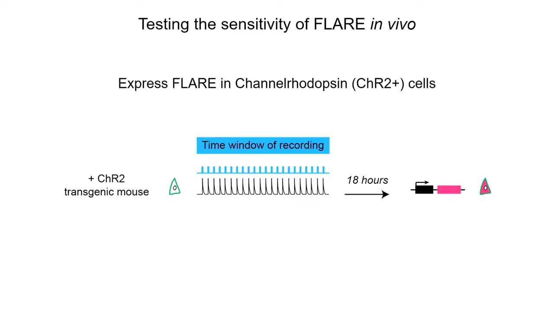So in this case, when I deliver blue light into the brain, two things are happening. I'm setting the time window of recording for FLARE, and I'm also activating these neurons that are expressing CHR2. And so immediately following the time window of recording, I'll begin to get transcription of my mCherry reporter. And then about 18 hours later, I'll have enough protein to actually visualize through immunofluorescence.